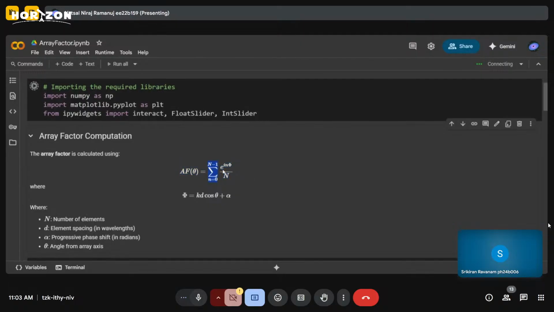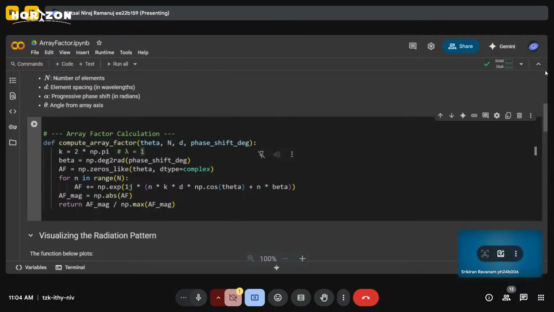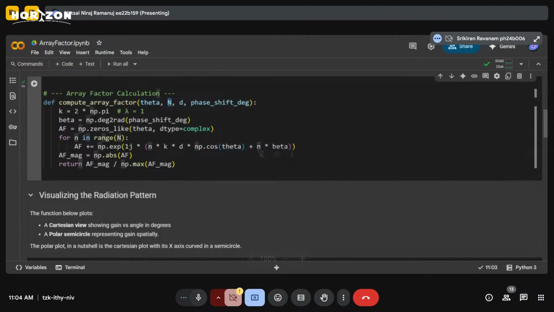We've just not done the addition here. It's just in the sigma term. And here is the familiar equation that we derived in the last slide. This is a computer program that can find out the array factor for a particular theta, as the array factor is theta dependent. It's for a particular number of antennas situated at distance d apart each, and this is the additional alpha term that we are adding, the phase shift in degrees.